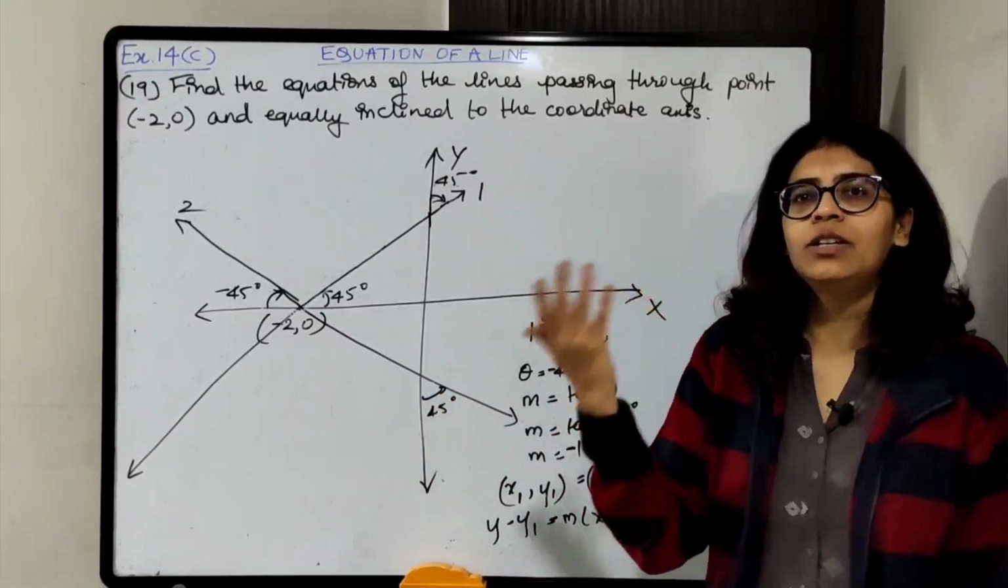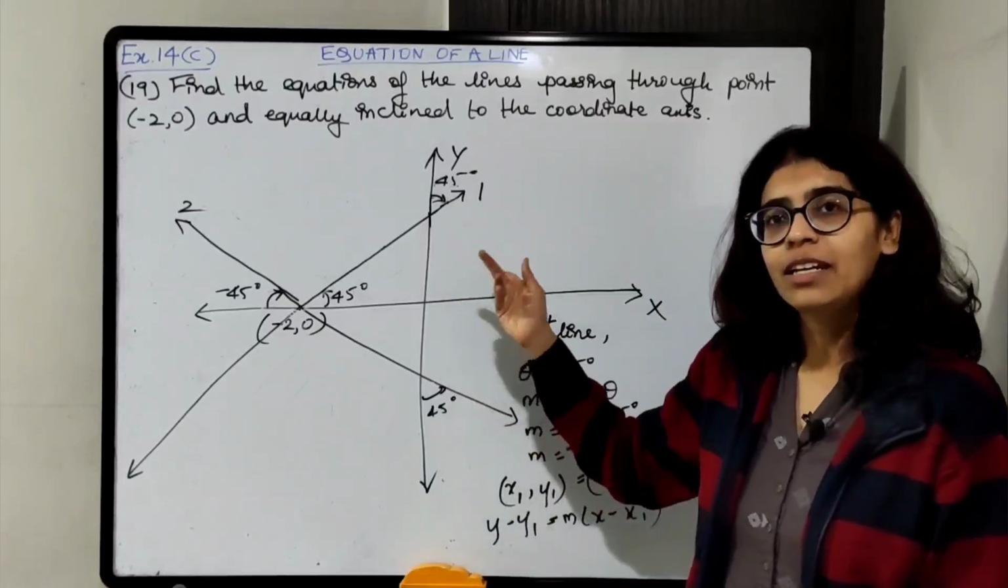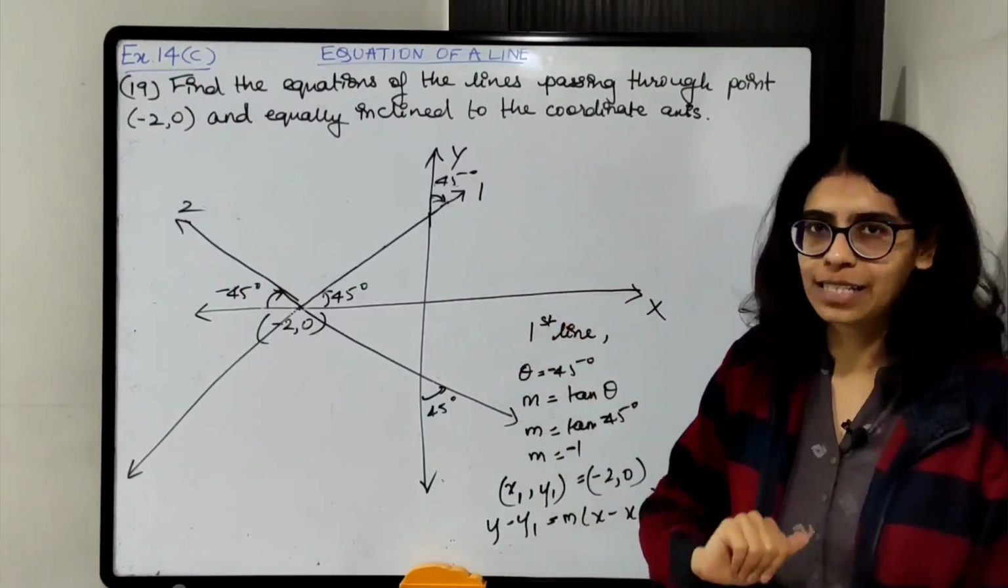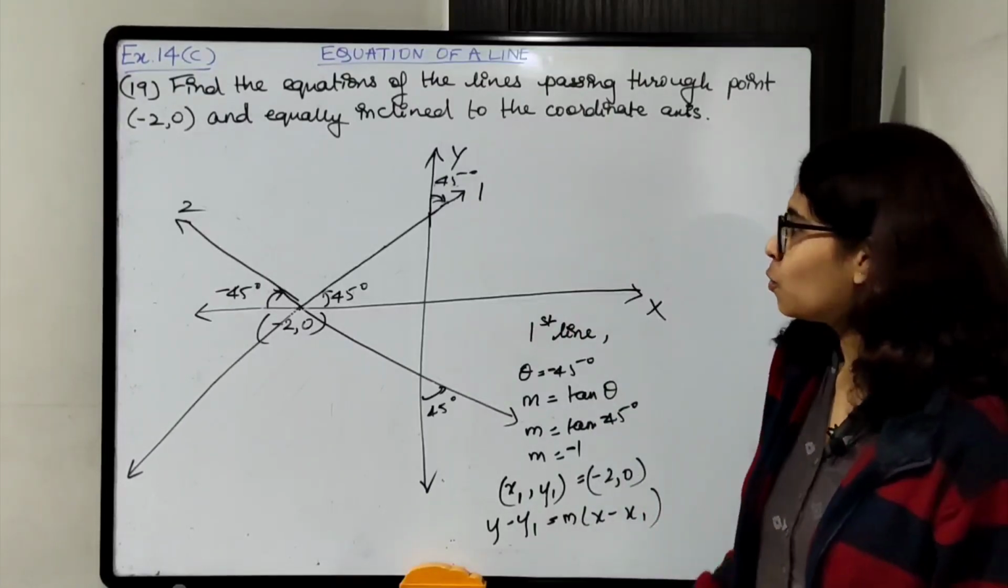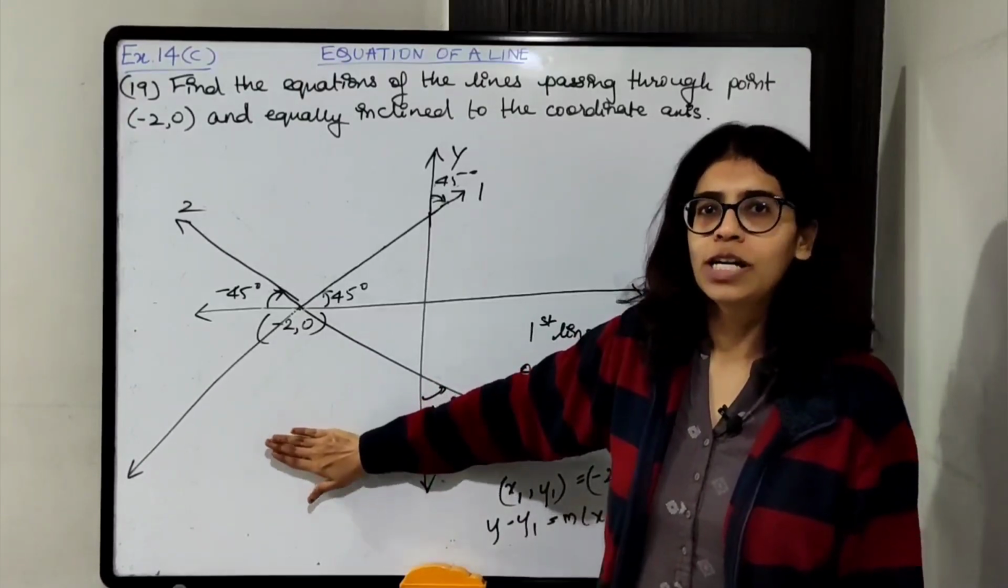That is why they are called equally inclined lines. Okay, so because they are making equal inclination, that is, equal angle is formed with both the axes. Okay, so this will be the diagram. Draw the diagram for your reference. It will be easy for you to understand.